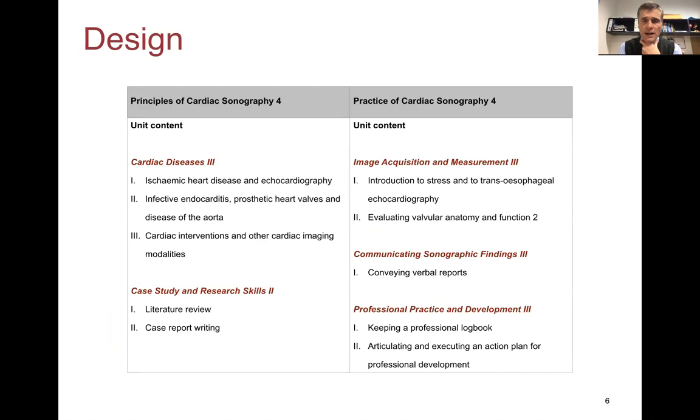The practice of cardiac sonography 4 really is the practical elements related to what we're doing in the principles. We'll be introducing stress echo, evaluating valvular anatomy and function, focusing a little on conveying verbal reports, and there'll be a lecture about executing a plan for professional development also.